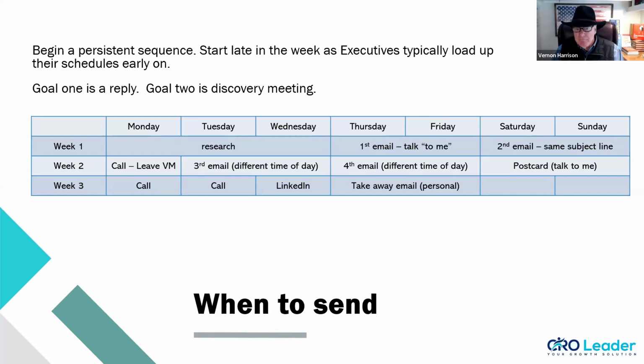Sure. And remember, you're still being proactive here. They haven't replied to you. And we do the fourth emails, and then we send the postcard that Friday or that weekend. We sort of get the postcard out, and we spend the next week calling, maybe doing a LinkedIn invite.